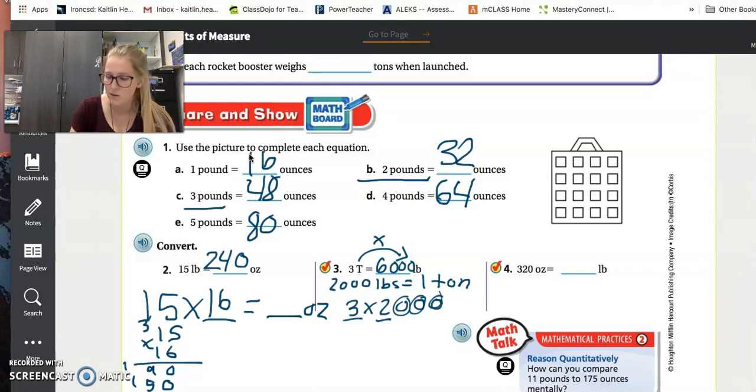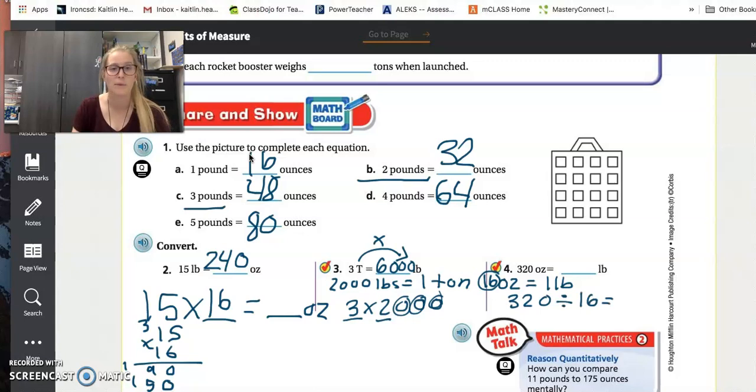Okay, number 4, we've got 32 ounces to pounds. So this time though, we're actually going this direction, right? We're going small to big. So because we're going small to big, we're going to divide this time. I still have to know what that thing equals though. How many ounces equals 1 pound? I have to know that to be able to solve it. 16. So this time I'm going to take that 16 and I am going to divide.